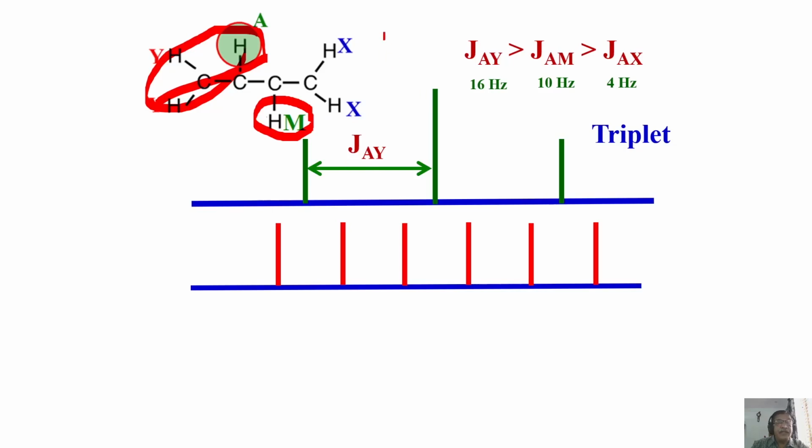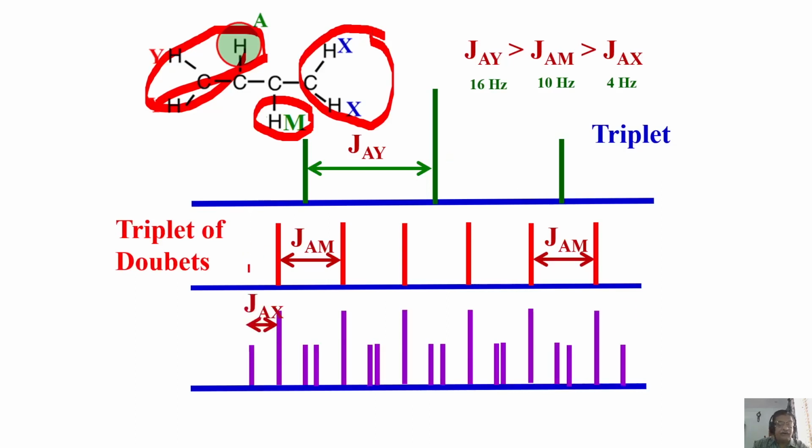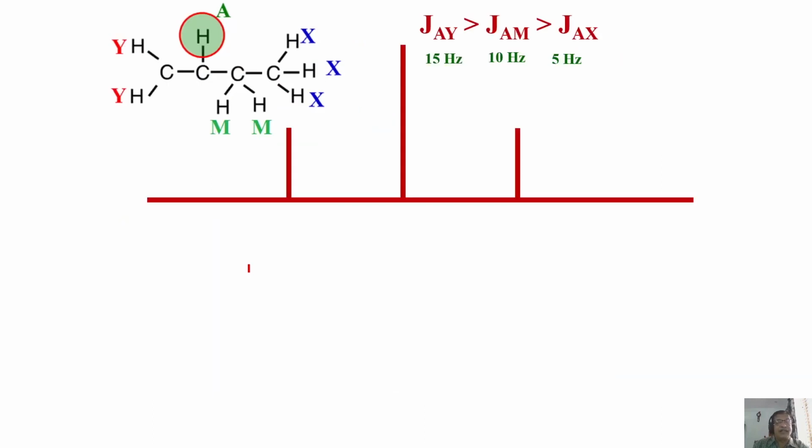Now what happens? Each of them is further split into a triplet because of CH2. Triplet. So it first became a triplet of doublets. Now it is a triplet of doublet of triplets. TDT. It is called TDT in the nomenclature when you write your papers: triplet of doublets of triplets.